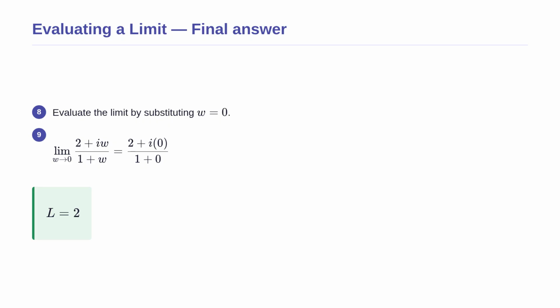Now we can safely evaluate the limit by plugging in 0 for w. The imaginary part in the numerator becomes 0 and the w in the denominator also becomes 0. This leaves us with 2 over 1. The final result is the finite number 2.